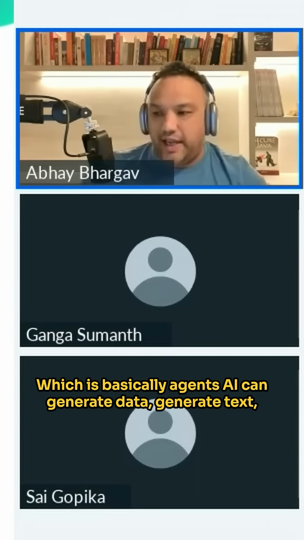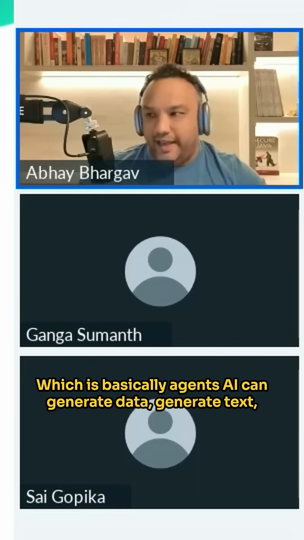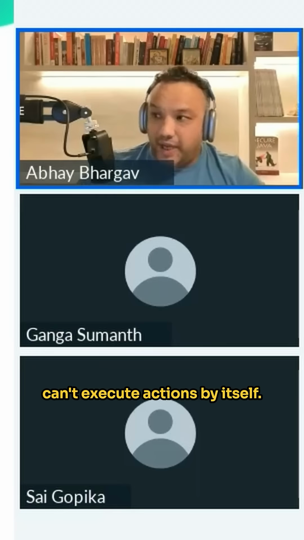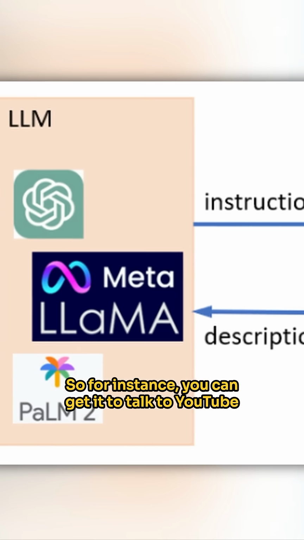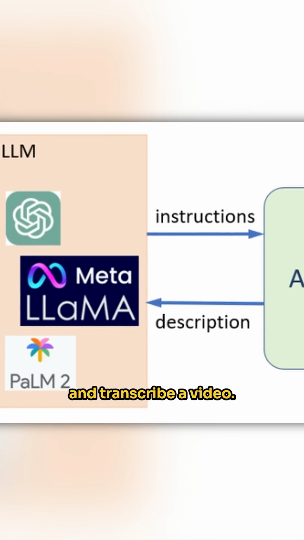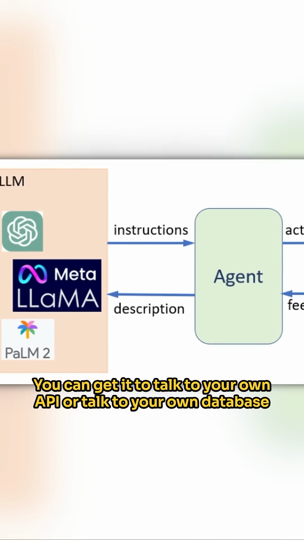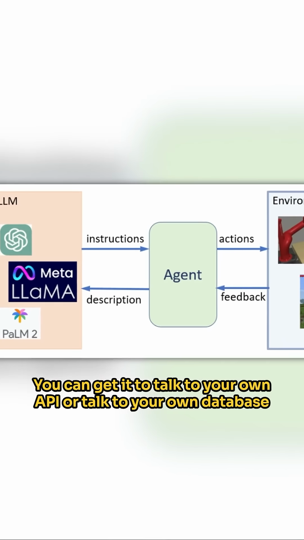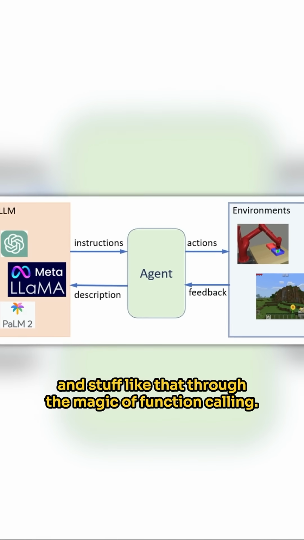The other type of application that you might be building is this, which is basically agents. AI can generate data, generate text, generate a bunch of things, generate code for you, but it can't execute actions by itself. But through the magic of function calling, you can start getting it to call certain functions or call certain capabilities on third-party APIs. So for instance, you can get it to talk to YouTube and transcribe a video. You can get it to talk to your own API or talk to your own database and stuff like that through the magic of function calling.